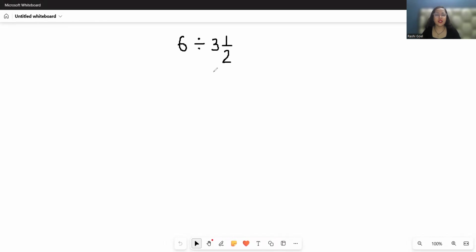So we have given 6 divided by 3 whole 1 by 2. Many people fail to solve this. So let's learn what's the proper way to solve this type of problem.